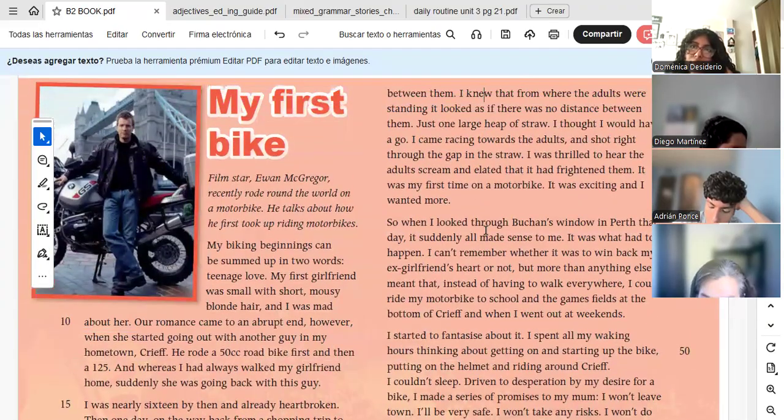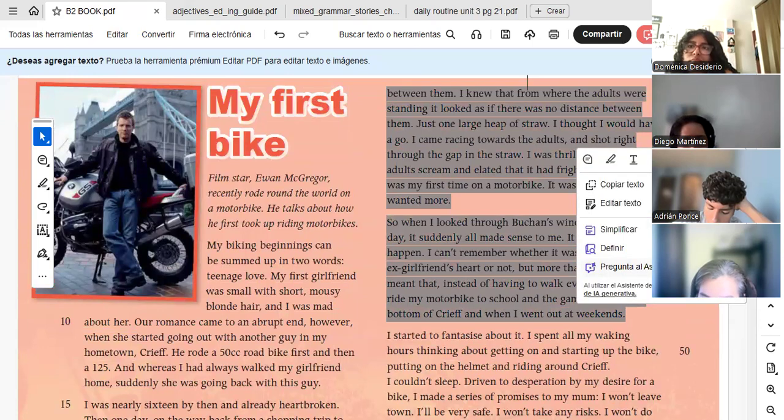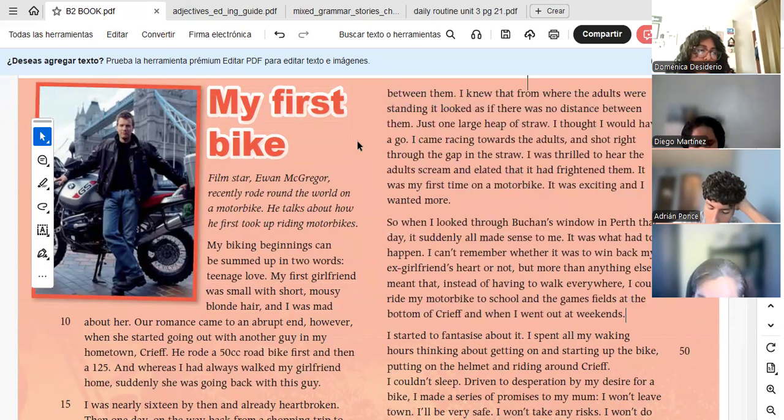Stephanie. These two, please, Stephanie. Between them, I know that from where the others were standing, it looked as if there was no distance between them. Just one large heap of straw.